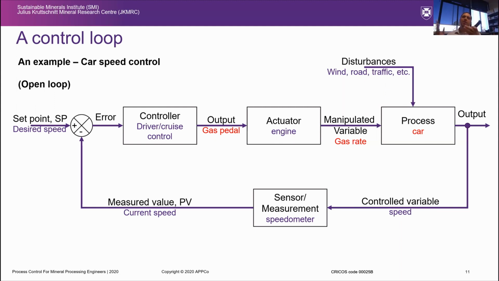And there are several other factors as well, like if the controller is not on, or if there's something wrong with the gas rate, or if something is wrong with your measurement. All of that can cause a closed loop to change into an open loop.